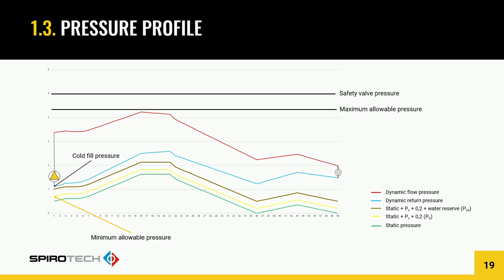The maximum allowable pressure is the highest pressure the system may reach. It's shown here, but always with a margin below the safety valve setting so that the valve does not open. This ensures the system operates safely without triggering the safety device under normal conditions.